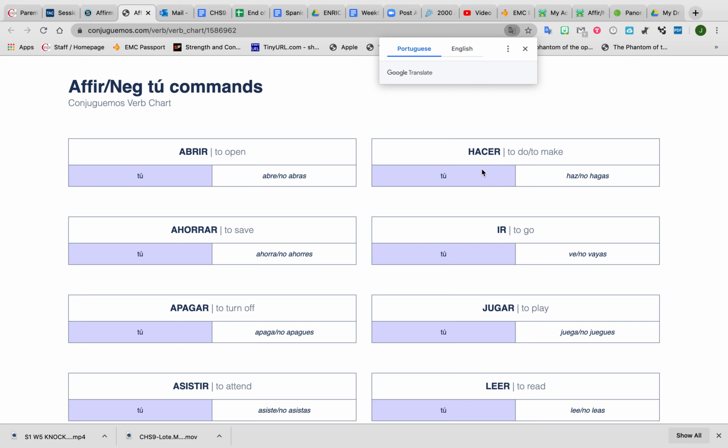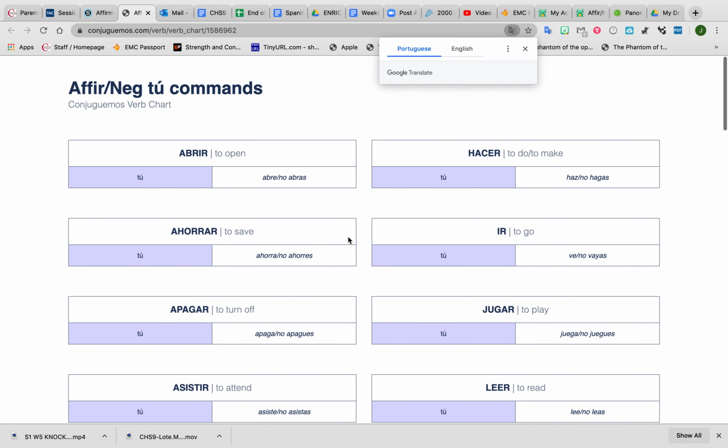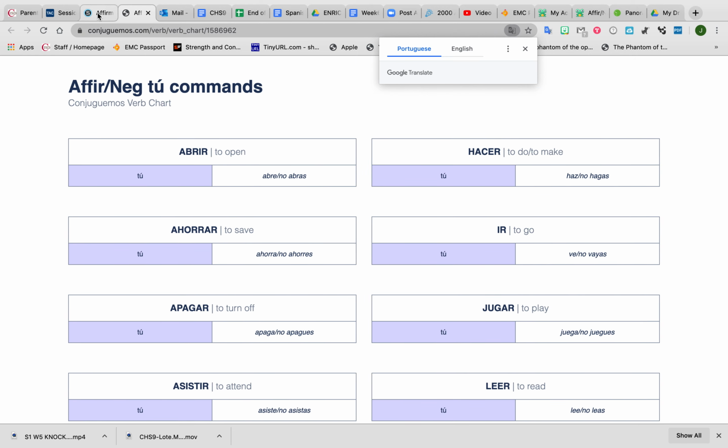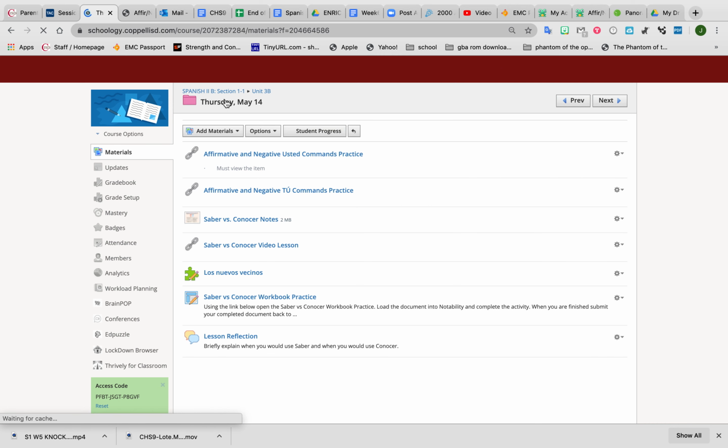Okay, hacer, remember, is a go verb. The affirmative form to tell someone do your homework would be haz. Remember, the yo form's hago, but you take off the go, you're left with ha, so you swap in the Z. Haz tu tarea. But the negative command form is no hagas, go to gas. No hagas, and so on. So you can use this to help you out with this little activity. You can pop that chart up like I just did. Okay, so that's the first 10 minutes of class.